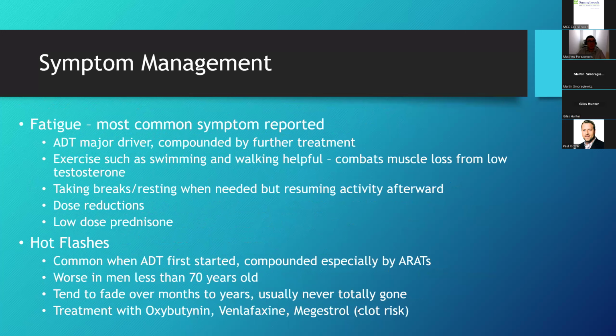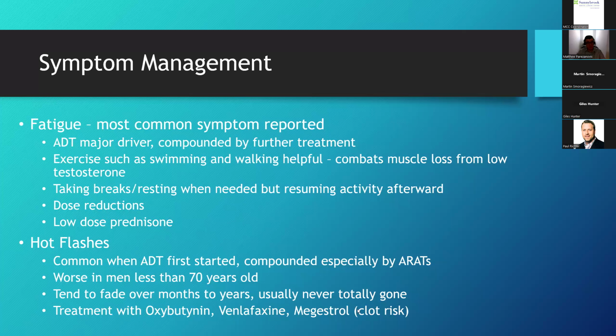In terms of symptom management, these are the key areas of focus that I discuss. The most common symptom reported would be fatigue. ADT is the major driver, and it's compounded by further treatments such as the ARAT. We talk about management such as swimming and walking, which can be helpful in combating muscle loss. I have some resources from Prostate Cancer Canada that provide a good review of fatigue management strategies that we can also give them. We talk about taking breaks and resting, to resume activity afterward, not overdoing it. Dose reductions are offered and reviewed, and sometimes we have to resort to using low-dose prednisone.